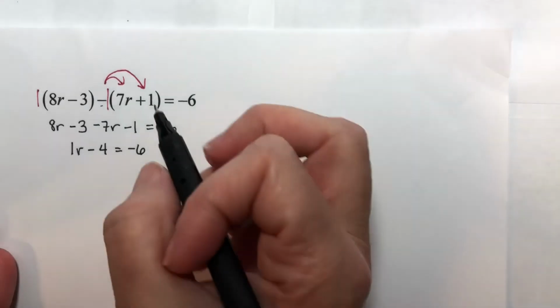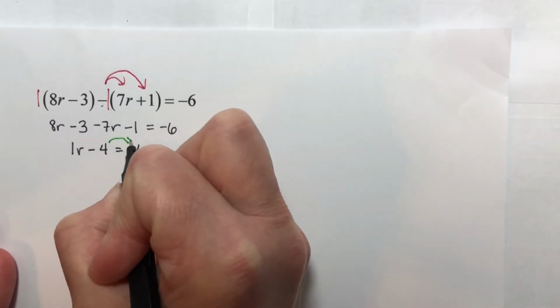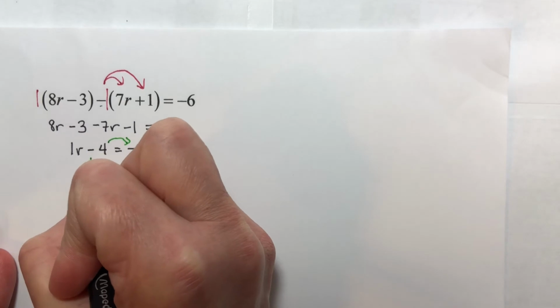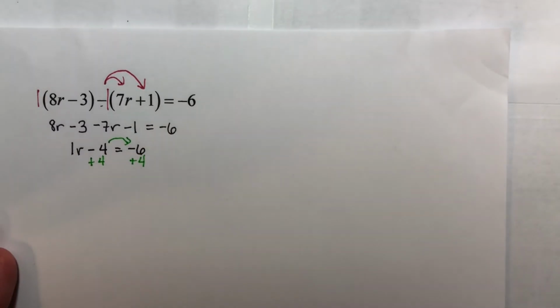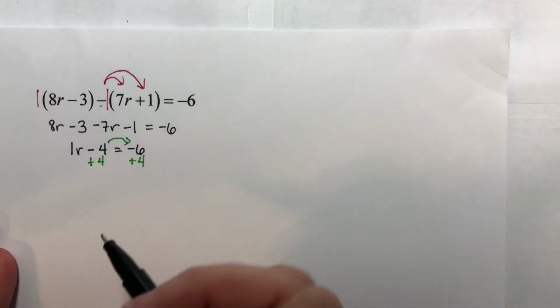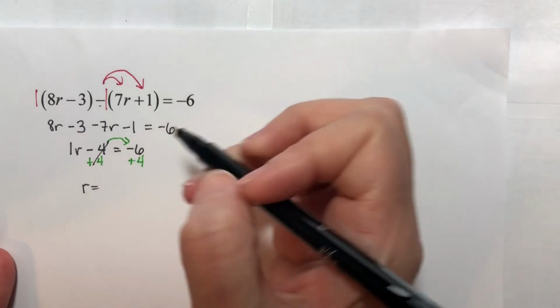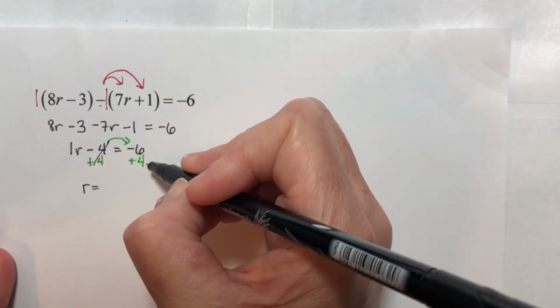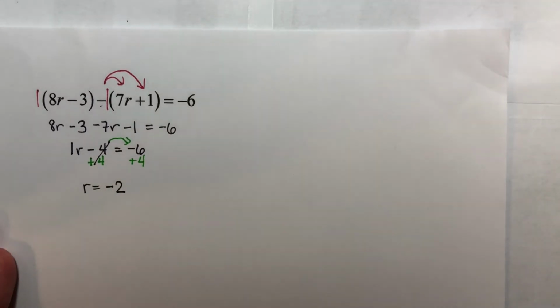1r is just r. I want to get this -4 over to the right-hand side. So I need to add 4 to both sides. And remember, I'm using opposite signs only when I have to move it across the equal sign. I get r equals, that canceled, -6 plus 4 would be -2. Your answer there is -2.